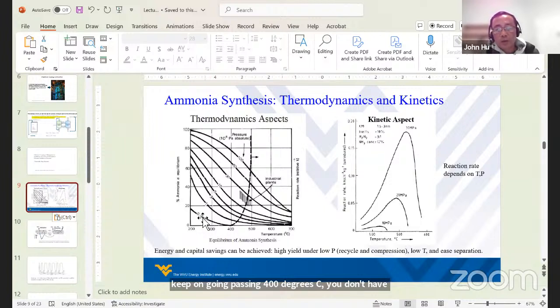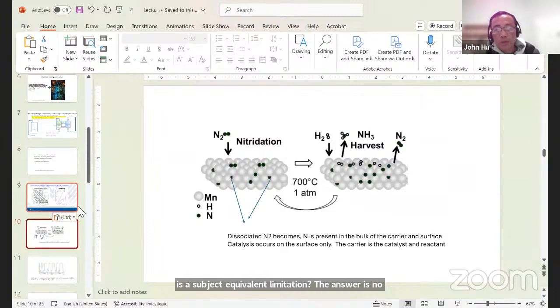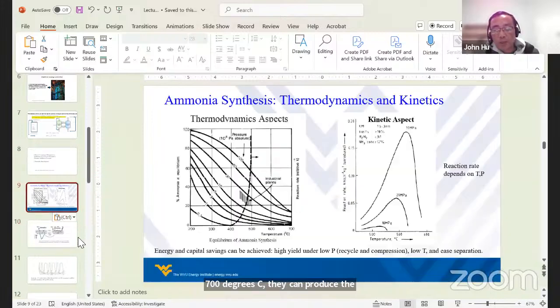So this basically is the thermodynamic equilibrium. This is the reason, remember I asked you a question: do you think chemical looping ammonia is subject to equilibrium limitation? The answer is no. Okay, why no? So this paper tells you the truth. At 700 degrees C, at ambient pressure, they can produce ammonia. But if you look at the thermodynamics, you cannot produce ammonia at 400, even 400 degrees C. Going higher is even worse, because this line stopped already. You will never produce ammonia.